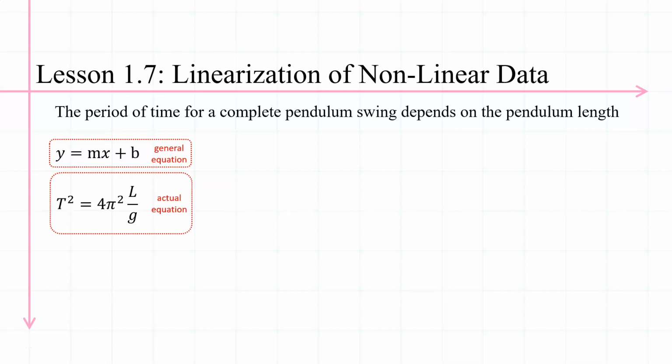And in this case, the time it takes for a pendulum to go back and forth depends on the length of the pendulum. It really helps if you can state things in a sentence like that to make sense of what the independent and dependent variables are. So my dependent variable here is actually going to be time squared. And when you see a capital T, we refer to that time as a period, but it's still a period of time. So the period squared is going to be my dependent variable.